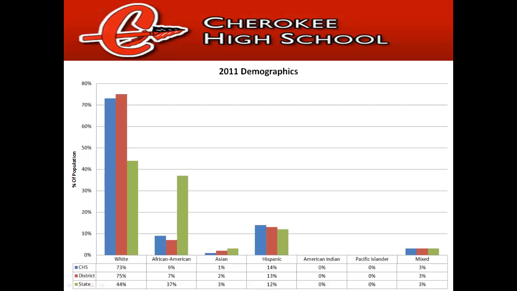This is very similar to the overall Cherokee County School District, which is 75% white, 7% African American, 2% Asian, 13% Hispanic, and again 3% mixed. Contrast this with the state numbers of 44% white, 37% African American, 3% Asian, 12% Hispanic, and 3% mixed. You can see that Cherokee County and Cherokee High School are not exactly the same as the overall state demographic makeup.